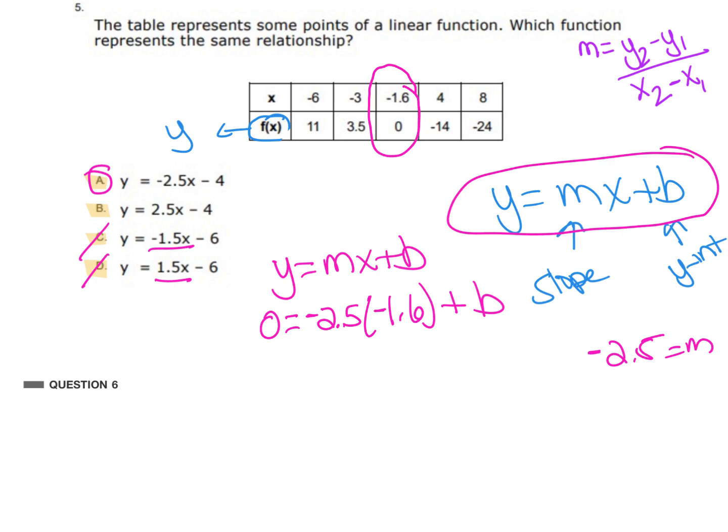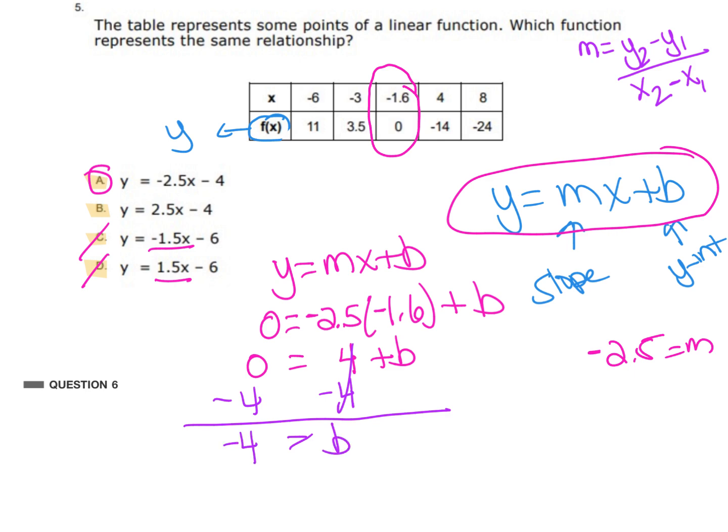Okay, and then I'll go into my trusty Desmos, and when I do negative 2.5 times negative 1.6, I get a positive 4. So I have 0 equals 4 plus b. I haven't solved for b yet, so I'm going to move this to the other side, subtracting. And that cancels to 0. I'm left with b equals negative 4. So I have a slope of negative 2.5, a y-intercept of negative 4, and that satisfies A.